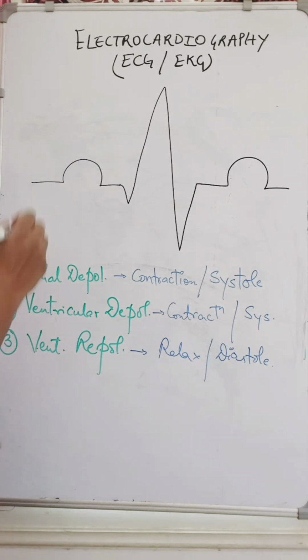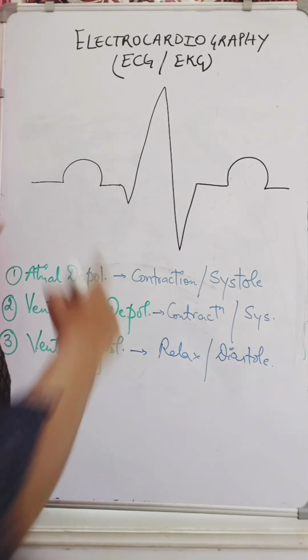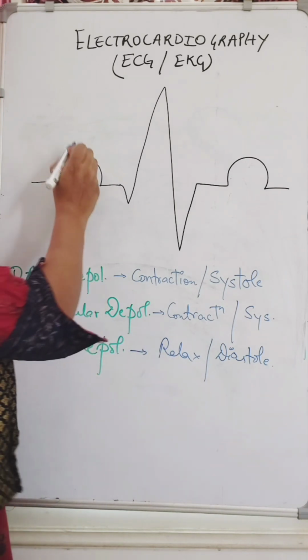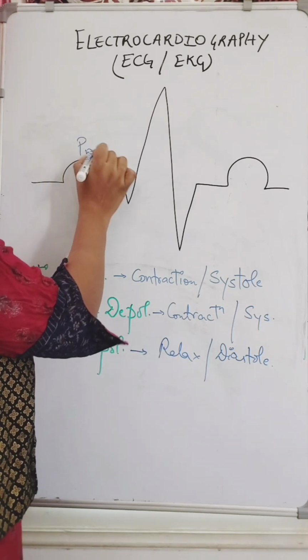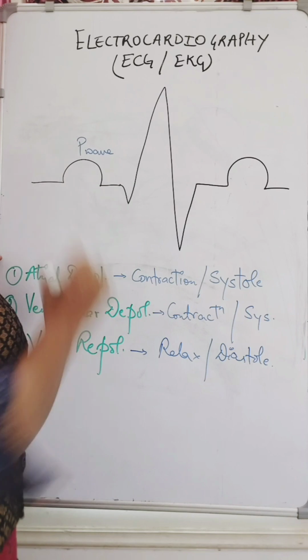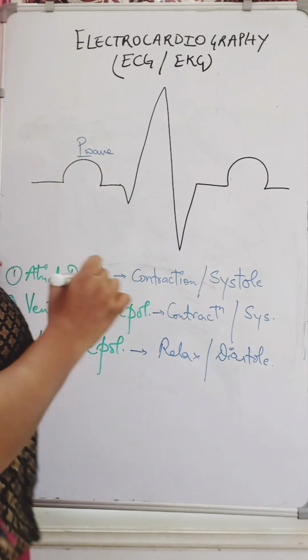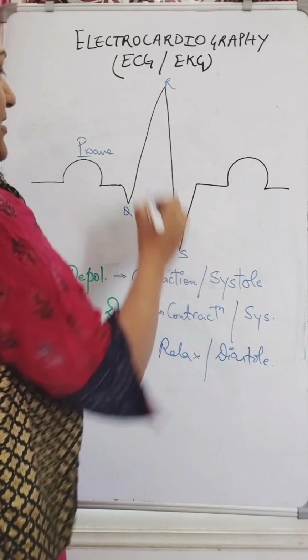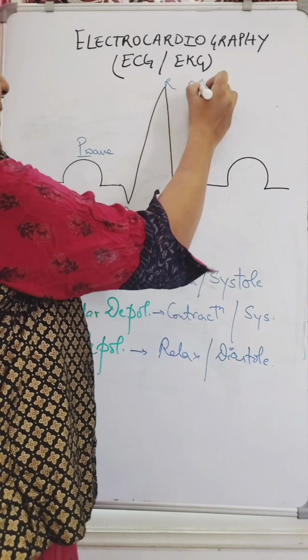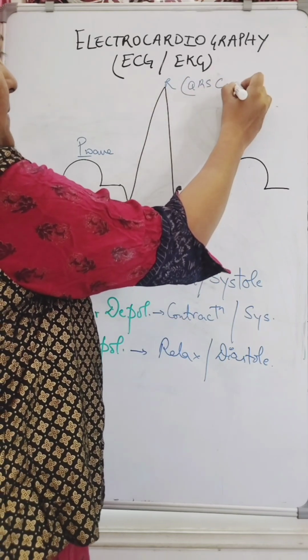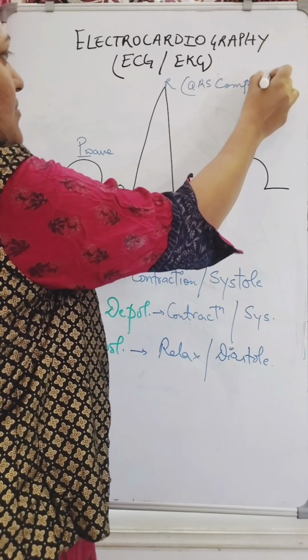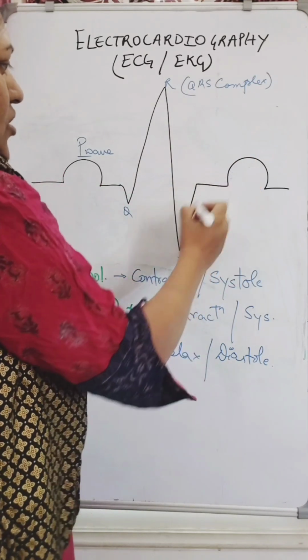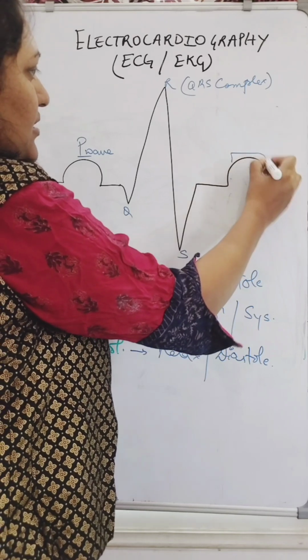Now let us see how the peaks are. This is called the P wave. This peak is the P wave. Now this is called QRS, the QRS complex. And this is called S. This is the T wave.